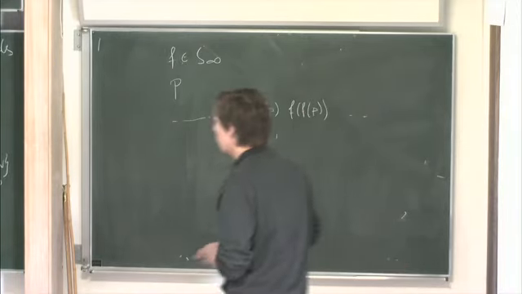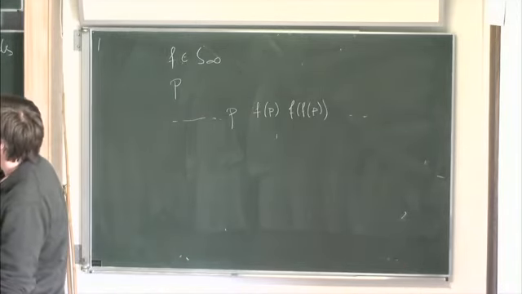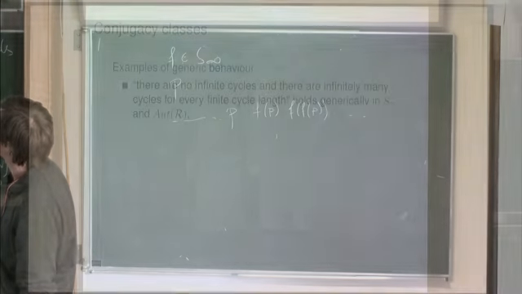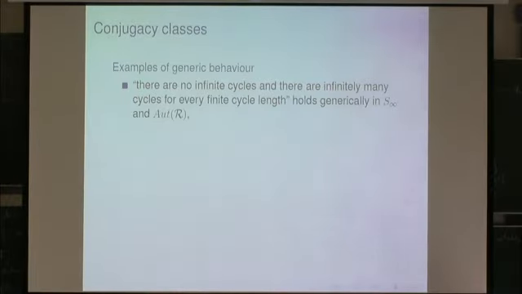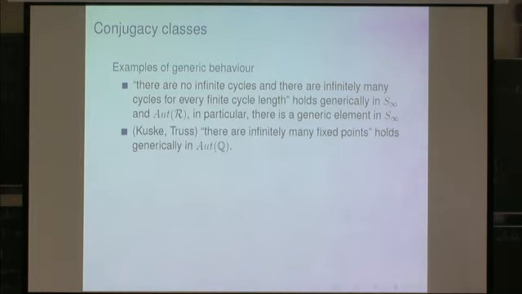Okay, and it is not hard to prove that the typical element of S infinity has infinitely many cycles for every finite cycle length, and there are no infinite cycles. Okay, and this is actually the description of one conjugacy class. So in particular, there is a generic element in S infinity.